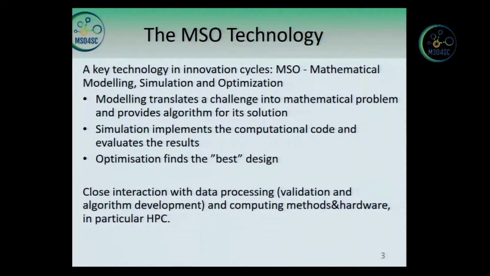So MSO is an abbreviation for mathematical modeling, simulation, and optimization. This is a key technology in most sectors of industry. We all know the M is for mathematical modeling. Modeling translates a challenge of real life into a mathematical problem, and also provides an algorithm for the solution.